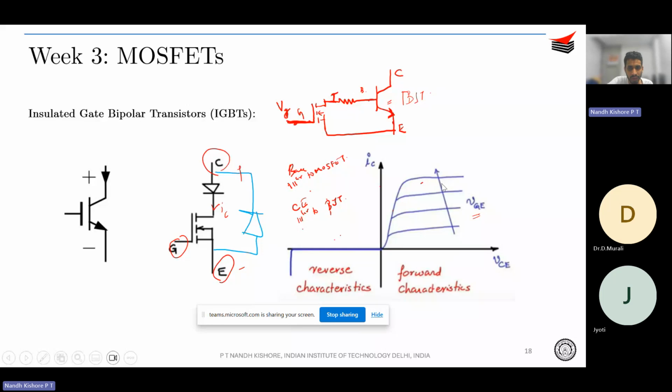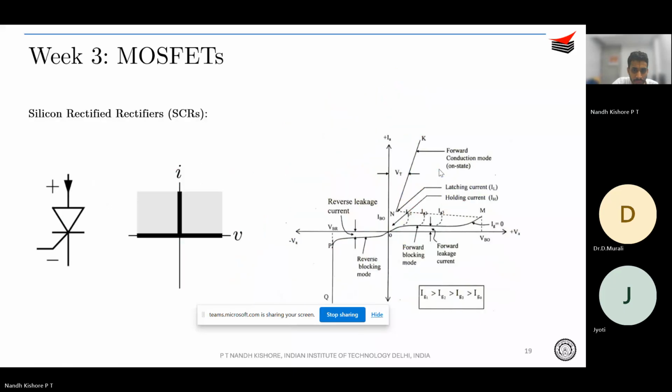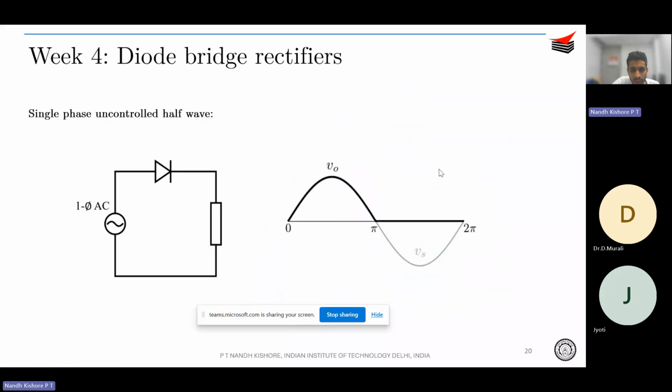But the only difference is that as your gate-emitter voltage increases, the characteristic will change. In BJTs, as the base current increases, it changes. That is the difference.